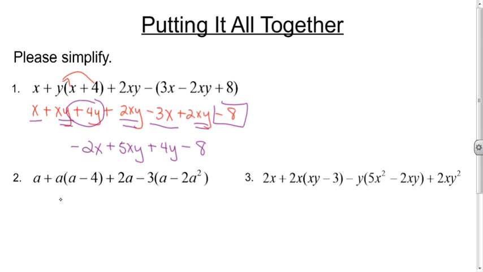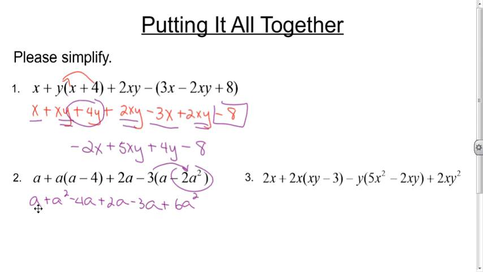Okay, next example. We've got a plus a times quantity a minus 4 plus 2a minus 3 times quantity a minus 2a squared. Okay, distributive property before collecting like terms, much like it's multiply before add. So we've got a plus a squared minus 4a plus 2a minus 3a plus 6a squared, because I'm doing negative 3 times negative 2a squared. So that would give me positive 6a squared.